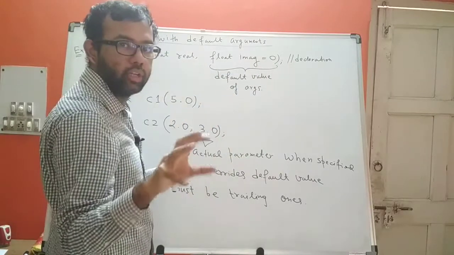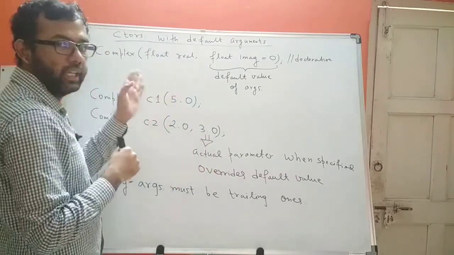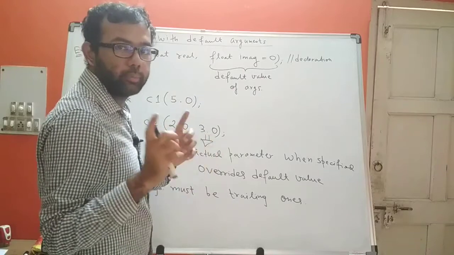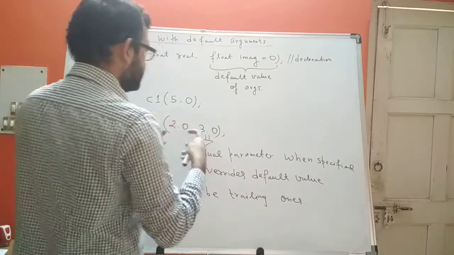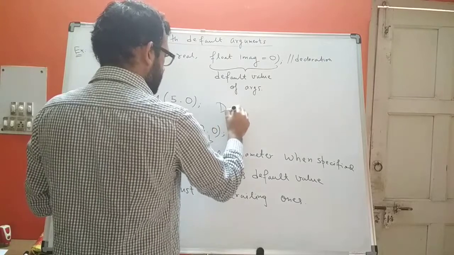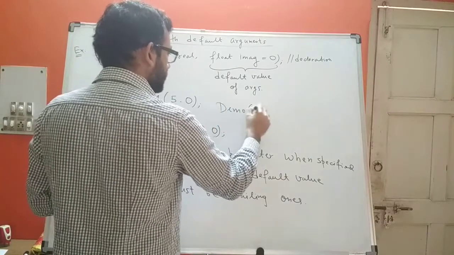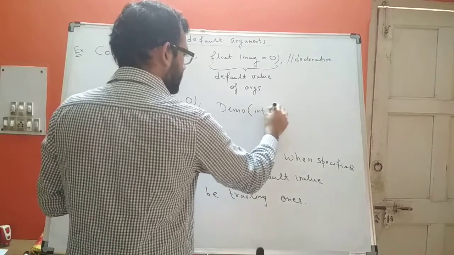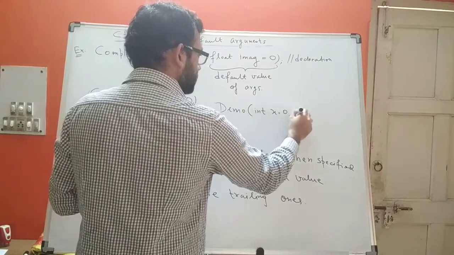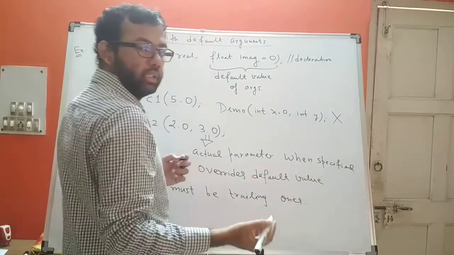If any default argument appears in the middle, or at the beginning, that will produce a compile time error. That means if I have a class called demo and I'm declaring a constructor, and I write something like int x equal to 0, comma, int y, now this is an error. This will lead to an error.